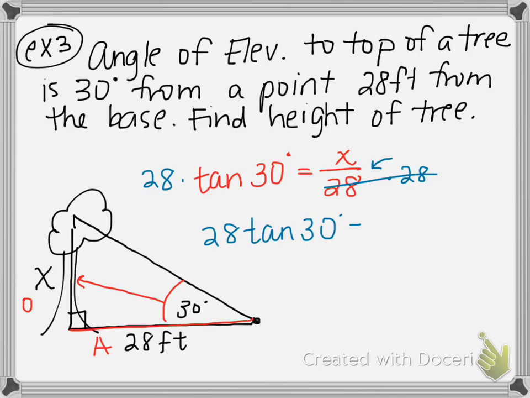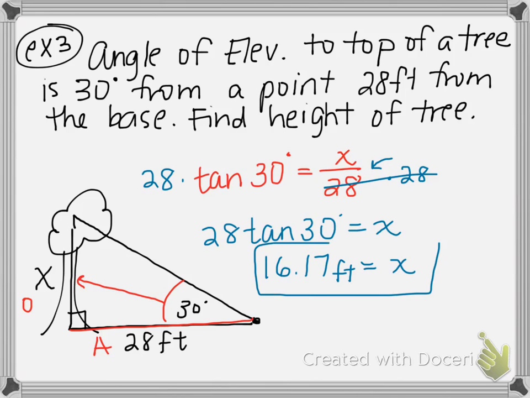So when we find this, remember, your calculator needs to be in degree mode before you start punching this in, or else you won't get the correct answer. So the height of the tree is going to be 16.17 feet. If you round to 16.2, that'd be alright too.